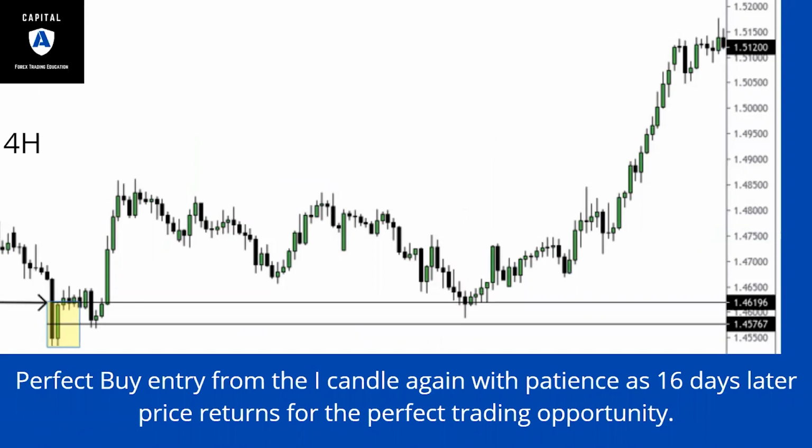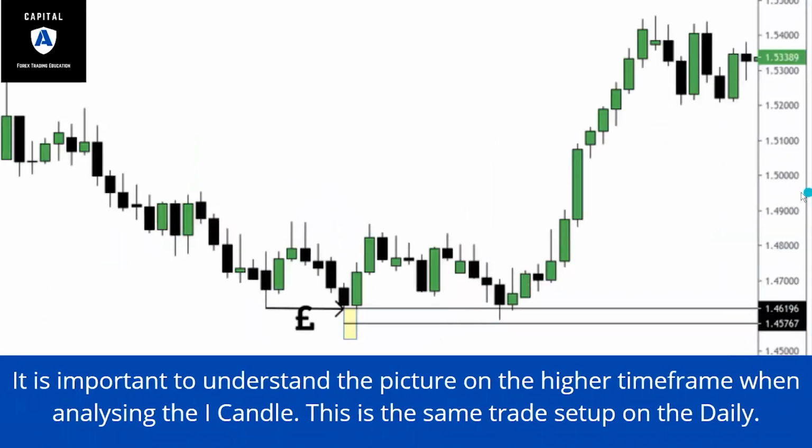Again, with the patience you're going to need, it took around 16 days to return, and then you get a perfect trading opportunity. And again, it's always important to understand the picture on the higher time frame when analyzing the eye candle. This is the same trade setup again on the daily. So we looked at the 4 hour, we're now looking at the daily.